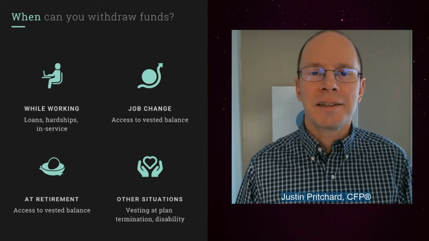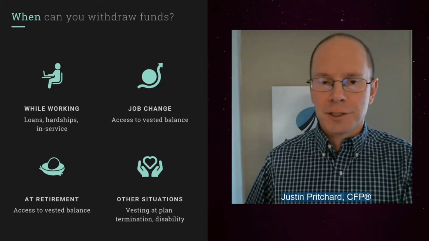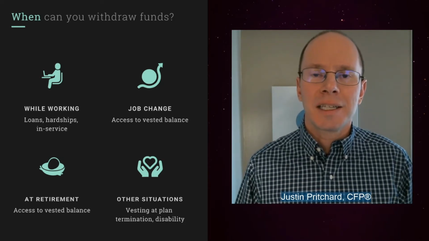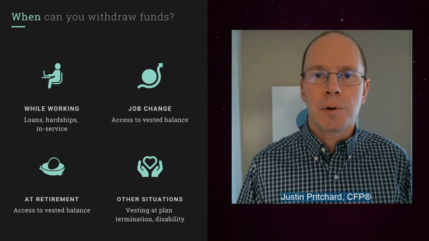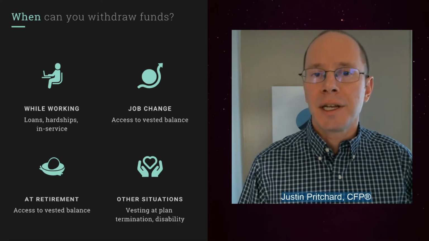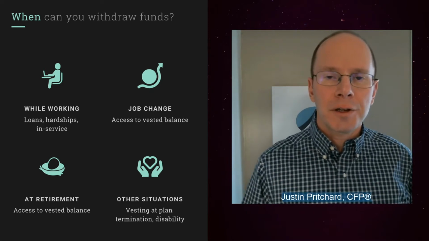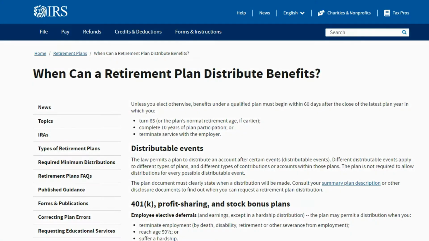So when exactly can you take the money out? We're going to get into the years of service in a minute, but the vested money is available to you while you're working through loans, for example, or a hardship distribution, or some plans let you do an in-service distribution after age 59 and a half, where you could take money out and maybe put it into an IRA with lower costs, for example. That's something that I do with clients sometimes.